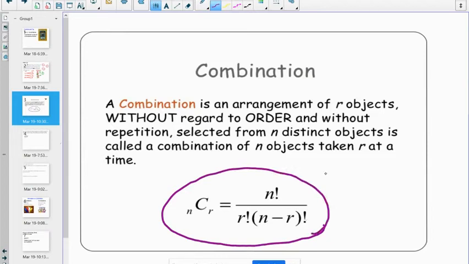Before it was nPr for permutation, and it was n factorial over n minus r factorial. But this one, slightly different. As you see here, there's an r factorial here. That's the only part that's missing. That's different about its formula. But that's just the formula, but we're going to go through some examples and reason through it.